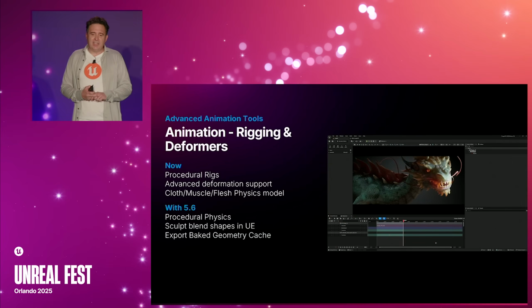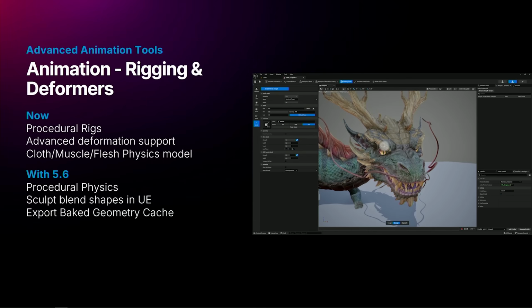So with 5.6 again, right, we have this procedural physics. We now can sculpt blend shapes directly in UE. So that's another kind of tool. Like how can we actually do all this stuff right there? But also now, thinking about, can we export this skeletal mesh animation and bake it out as geometry into an external tool, right? So you can store it and open it in another tool and continue working there if you so prefer.